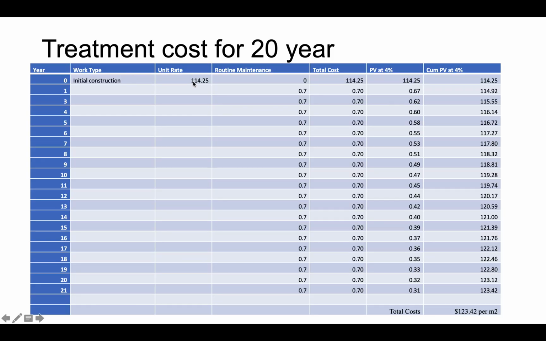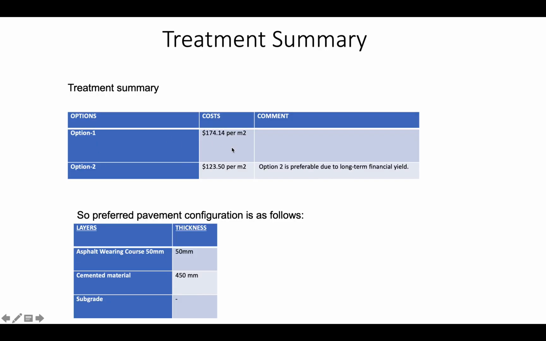And when we did the analysis for the next 20 years, it's found to be cheaper than previous options. So this is $123 per square meter. You can see 2 options are here. So option 2 is preferable. So the preferred pavement configuration is 50 mil asphalt over 450 mil cemented material on the subgrade.